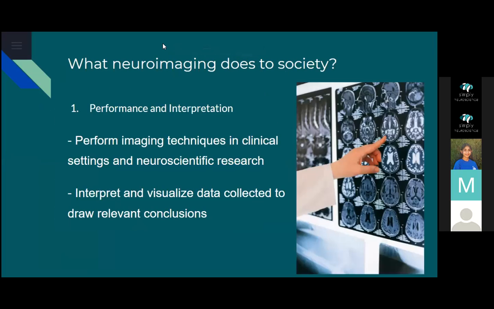So what does neuroimaging do for society? In terms of performance and interpretation, neuroimaging is able to perform many different imaging techniques in clinical settings and neuroscientific research. This allows us to interpret and visualize the data that is collected to draw relevant conclusions. Next slide.